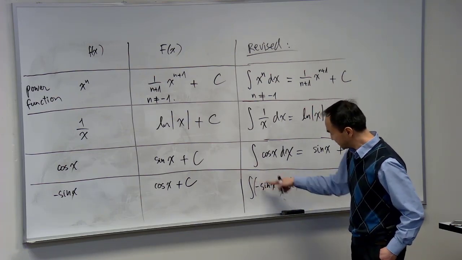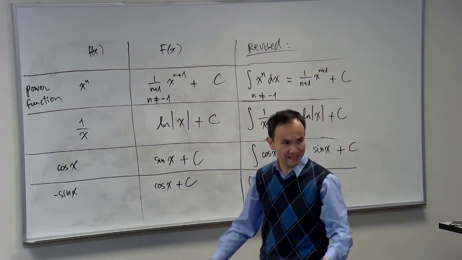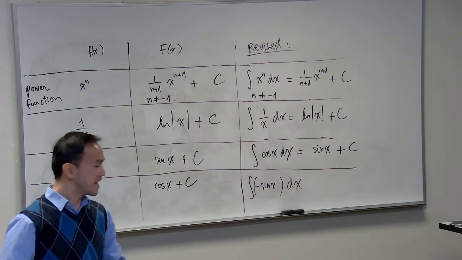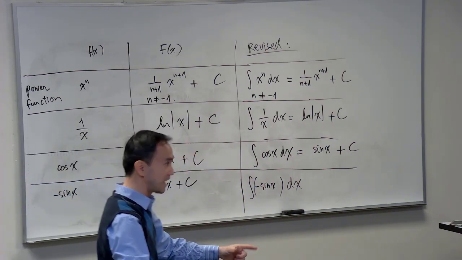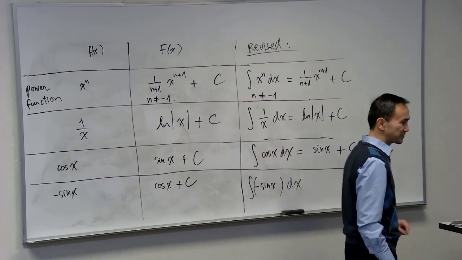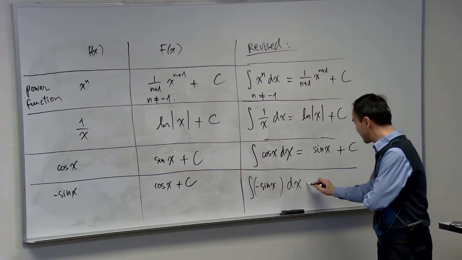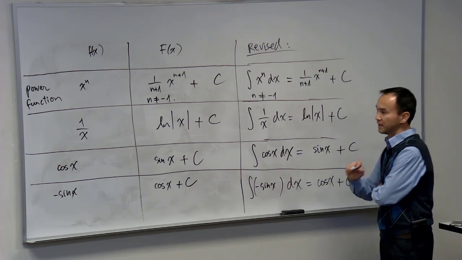A lot of textbooks skip the parentheses, but I feel like I want to put them around the name, sine of x, to indicate containment, right? We contain something inside of that, so the whole thing in there is our main function, and then we take the antiderivative with respect to x. Good? The answer to that is cosine of x plus c.